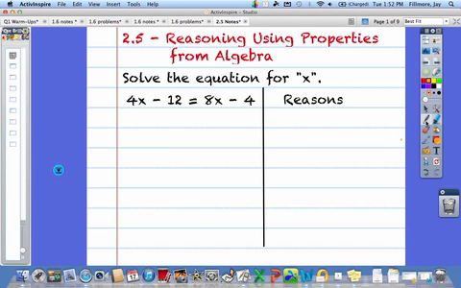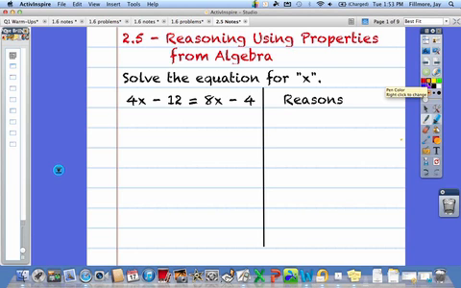Ladies and gentlemen. Today we're talking about section 2.5, which is reasoning using properties from algebra. So we're going to combine algebra topics that we've covered before, and then add in some of the logical reasoning involved that we've talked about a little bit with deductive reasoning, and that will eventually be applying to geometry.